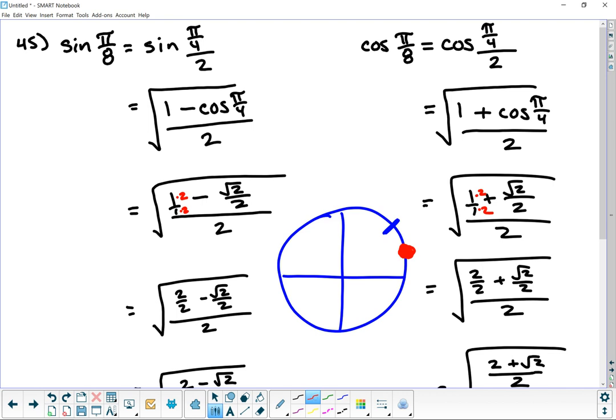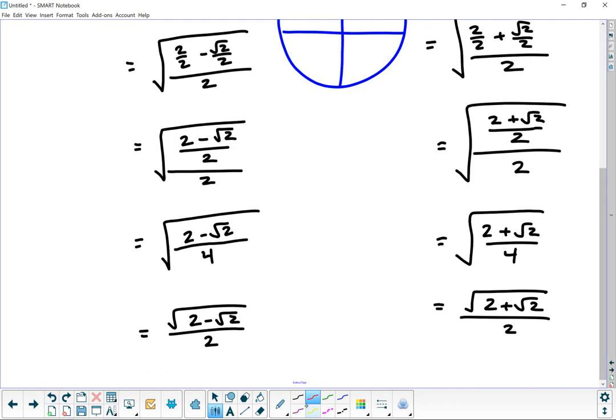Okay. And for my sine, it's going to be positive because I will be going up. And for my cosine, it would be positive also because I would be going to my right. So both of those are going to be positive and positive. So both of these answers are positive and positive.